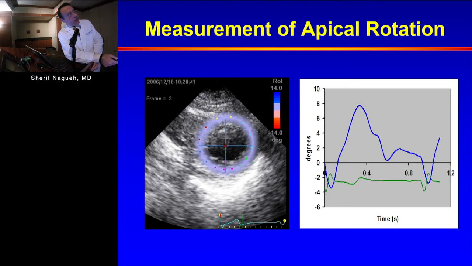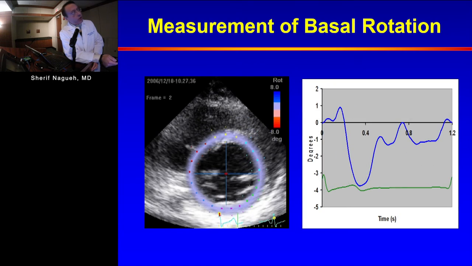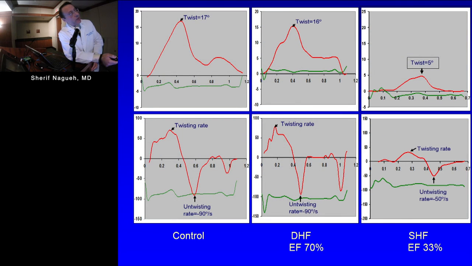Starts clockwise, but the net rotation is counterclockwise. The difference between them gives you the twist, and you can calculate twist rate and untwisting rates. Early on, there was a thought that twisting rate and untwisting rate would be abnormal in patients with myocardial disease and normal EF. We and others have shown that this is not the case.